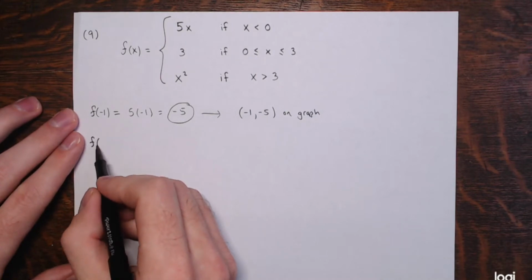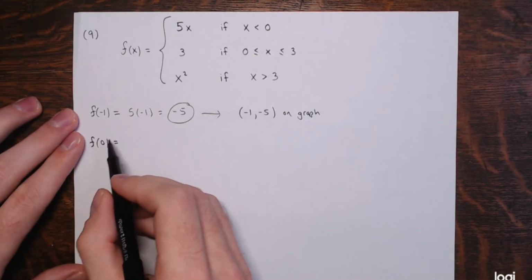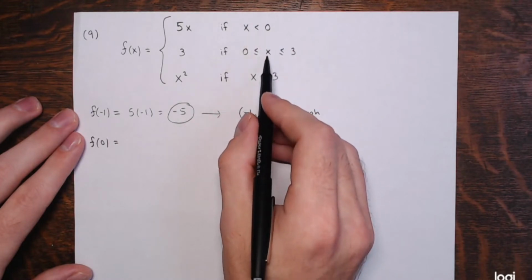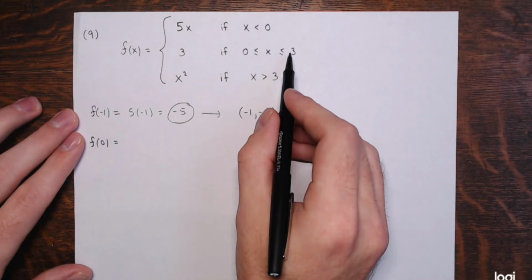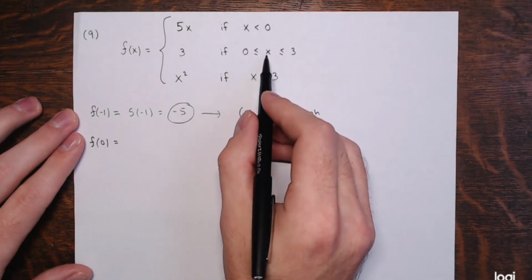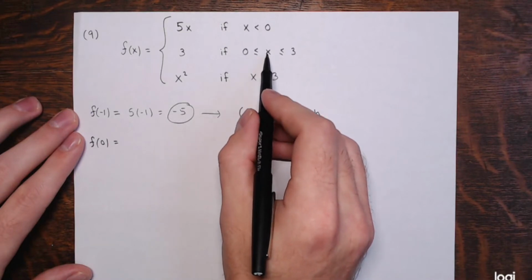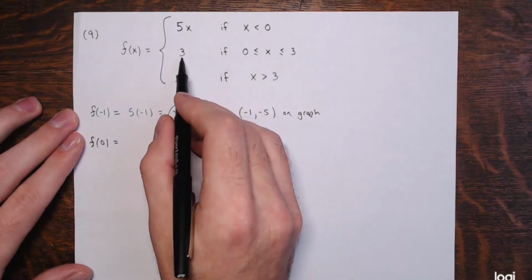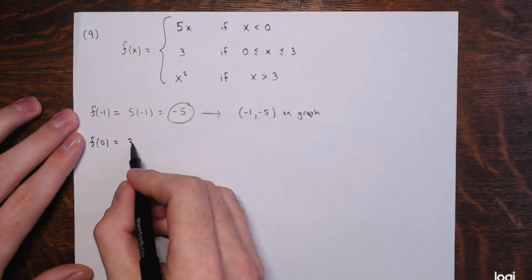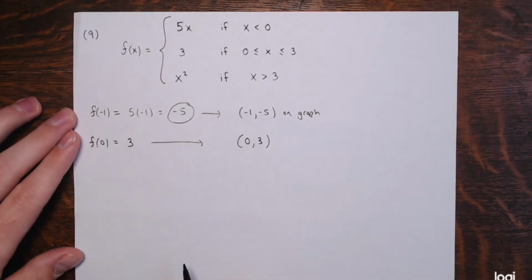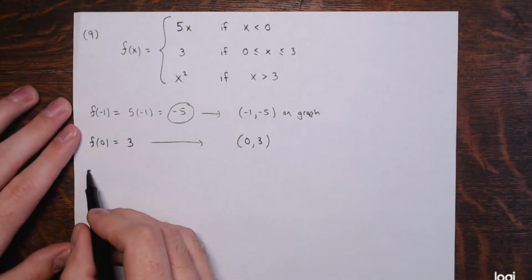Then what's f of 0? Now, is 0 less than 0? No. Is 0 within 0 and 3 but equal to 0 as well? Yeah, it satisfies this equal to part, right? 0 is less than or equal to 0, and 0 is less than or equal to 3. This second part's true. And for all these inputs in the second piece, the output is 3. All right, so the ordered pair (0, 3) should be on this graph. And then what's f of 2?